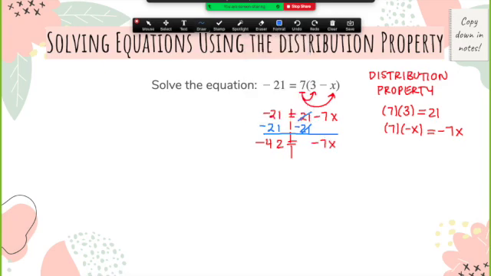Then I see that negative 7 is multiplying with x. So the opposite operation would be to divide by negative 7 on both sides. That cancels out the negative 7. And then I'm left with negative 42 divided by negative 7. That gives me positive 6. And I drop down that x. So this would be my answer.